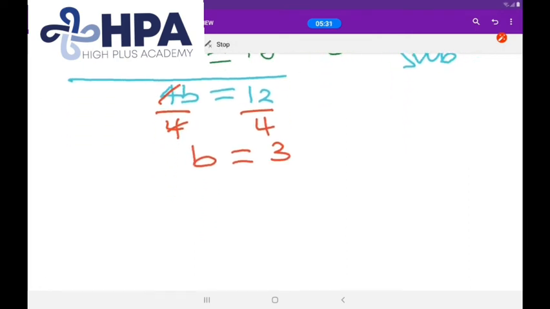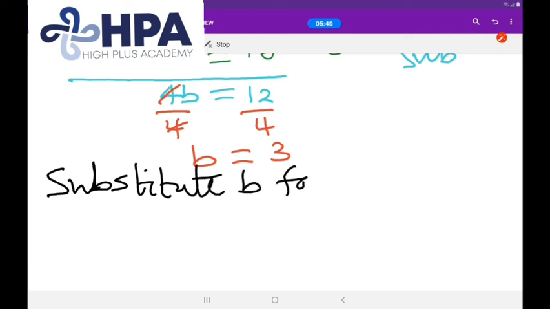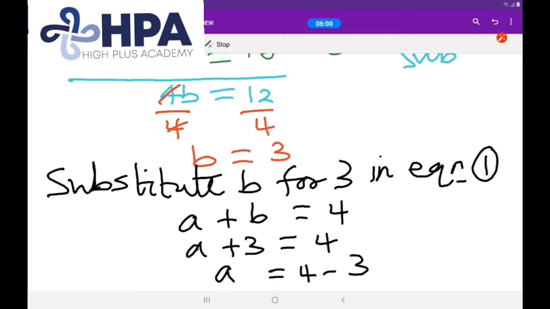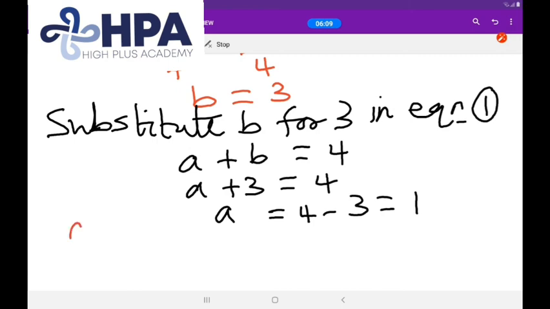Now the next thing is to get A. You say substitute B for 3 in equation any one. The best equation that is very easy is equation 1, and that is just A plus B equals 4. So having known B, we have A plus 3 equals to 4, such that A equals 4 minus 3, and that equals to what? That is equals to 1. So 4 minus 3 will give us 1. So we have finally got our A to be 1 and our B to be 3.